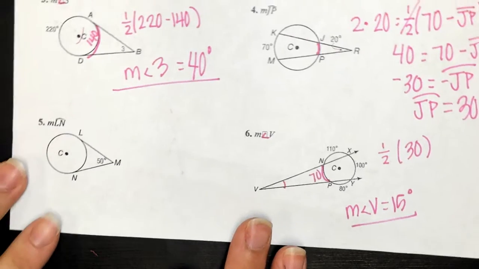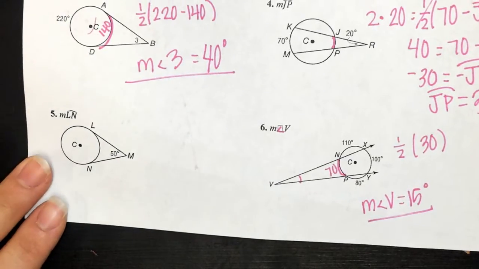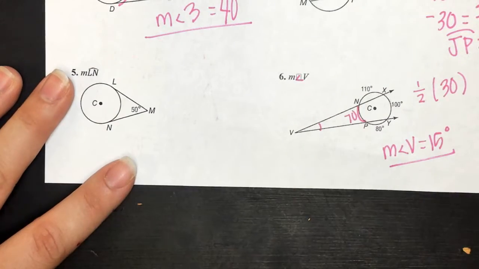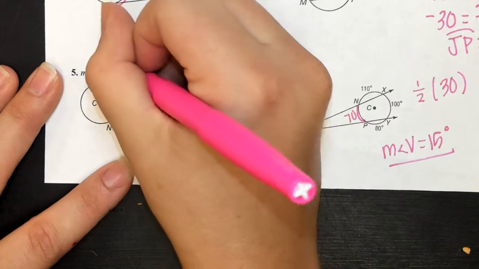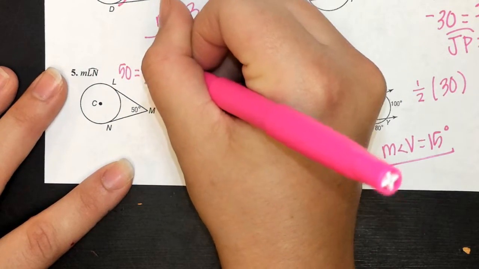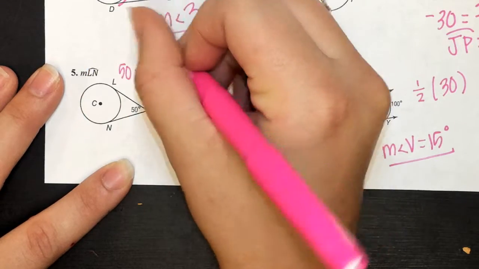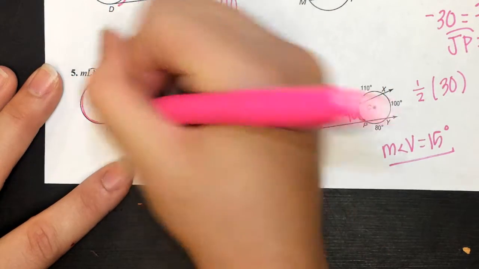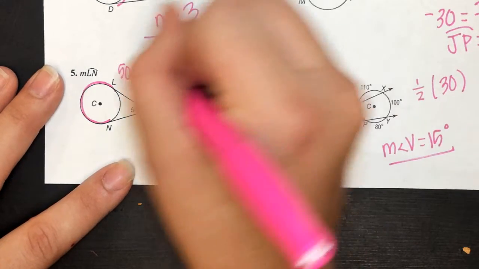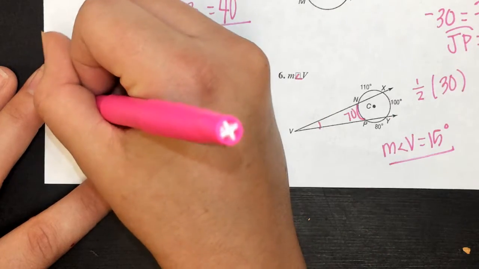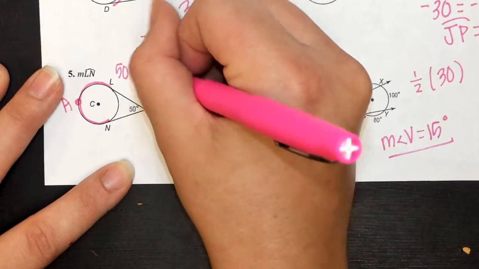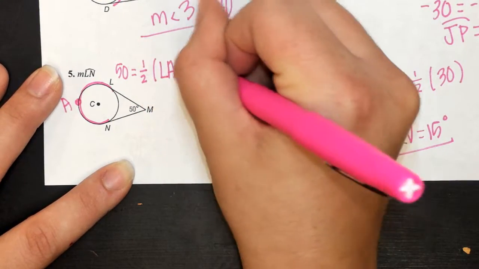Here's the problem with number 5. How many numbers am I given? 1. And it's the angle. So in this formula, I know that 50 is equal to 1/2 major arc. How would we write that? Because they're both LN. Can I make it this? Can I put a dot right here? Let's put a dot. Let's make it A. Okay. So 1/2 LAN minus LN.